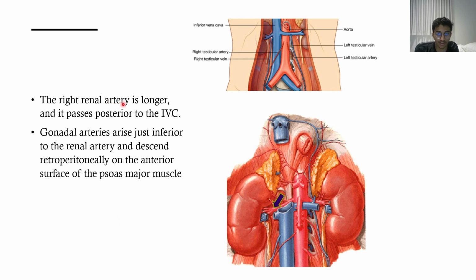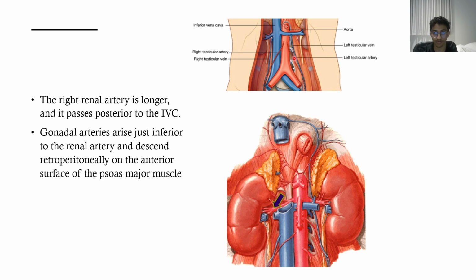Now, to remember that the abdominal aorta kind of runs at the midline, but it's a bit shifted to the left. So this makes the right renal artery a bit longer, and it passes posterior to the inferior vena cava. Okay. Now the gonadal arteries, if you can notice here, the renal arteries branch from the aorta, and the gonadal arteries branch just inferior to the renal arteries, and they descend on the anterior surface of the psoas major muscle. Okay, both vessels, I think, the arteries and the veins.